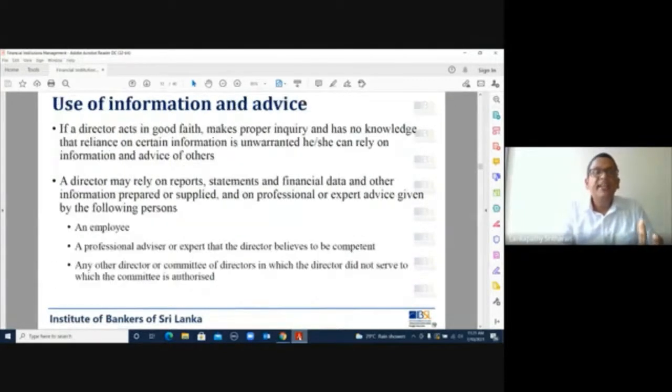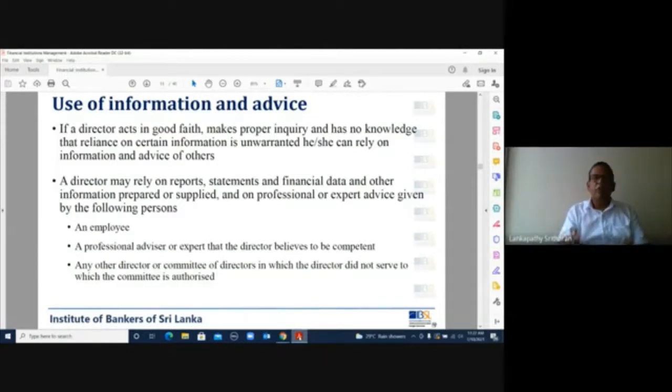Okay, then I'm moving to the use of information and advice. A director takes decisions based on the information and advice obtained from other people. For example, in our central bank, the monetary board members take decisions based on the information and analysis we provide to them. Likewise, a bank's board of directors can take decisions based on the information and advice given to the particular directors. It may come from an insider or an outsider. If a director acts in good faith, makes proper inquiry and has no knowledge that reliance on the information is unwarranted, he or she can rely on the information and advice of others.